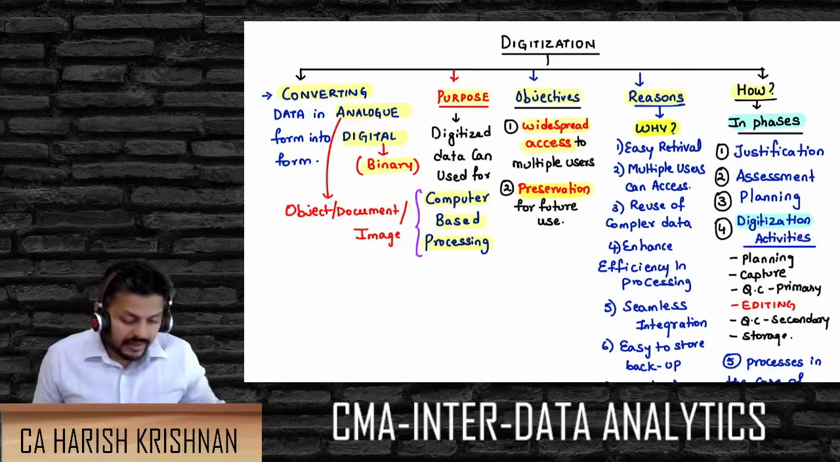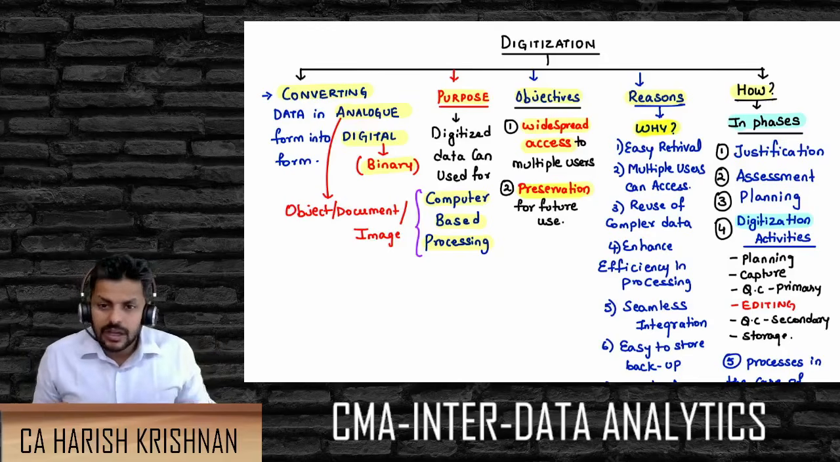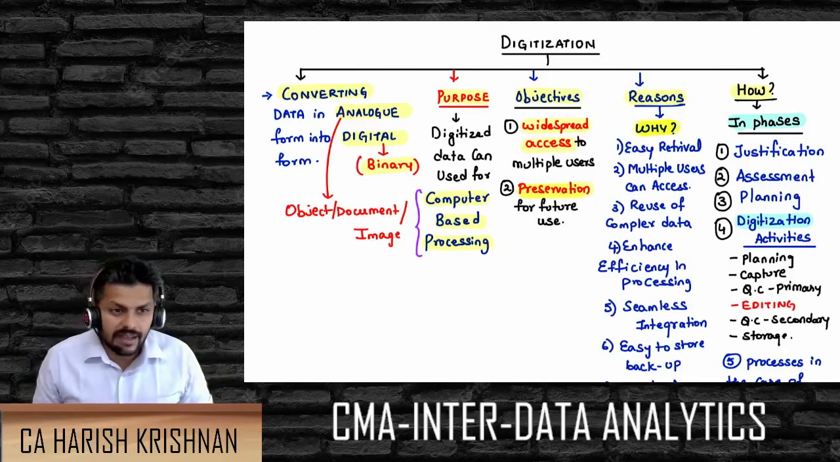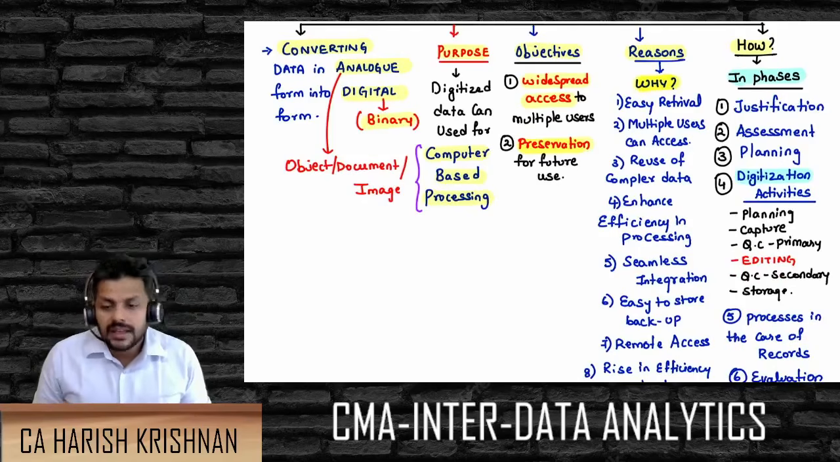So three things are there. Digitization is a process, converting this to this, the purpose, objectives. Now two questions that have made it to the exam in the past. One, why should we do digitization? What are the reasons? Each reason is self explanatory there.